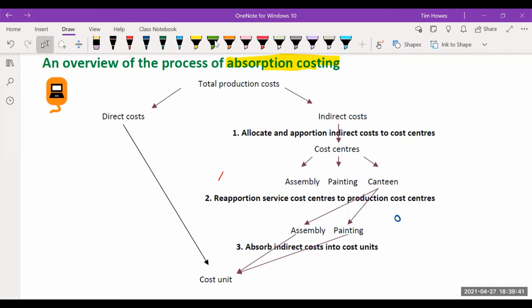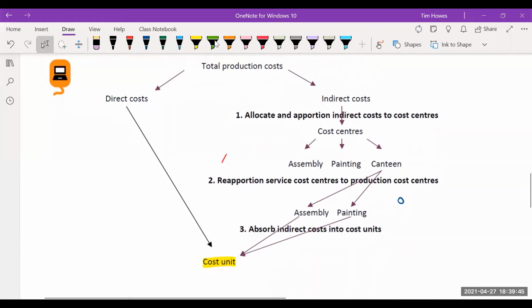Now, the idea is, down at the bottom here, we've got a cost unit. So think of that as something that we produce or we manufacture, and we basically want to know how much it costs. That's the whole point.